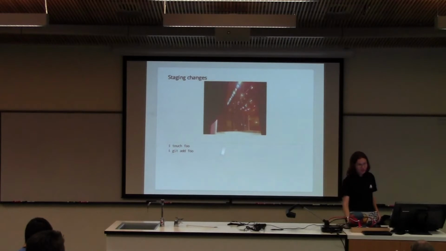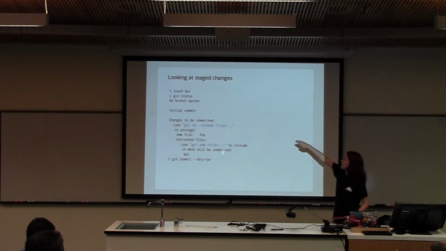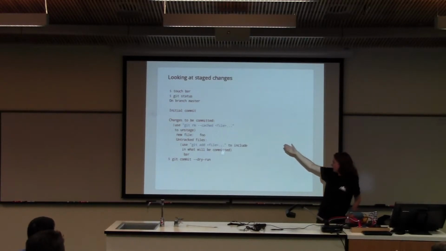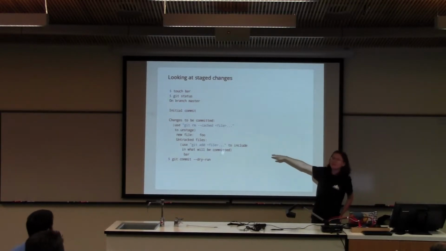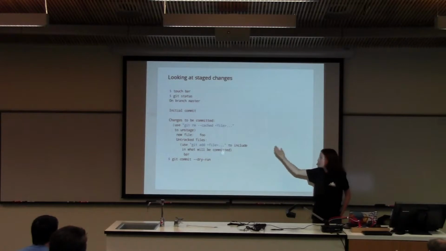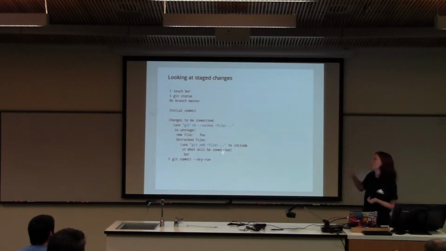To examine staged changes, you can use the git status command, and it will give you a really helpful rundown of all the files that are around and where they're at. So it will say the changes that are staged, changes to be committed, you've made this new file, and then if you touched another file and didn't add it, it will be listed as untracked because it's not staged yet, and it very helpfully tells you what commands to use. And if you want to see exactly what would be committed right now, you can use the git commit command with the dry run option.